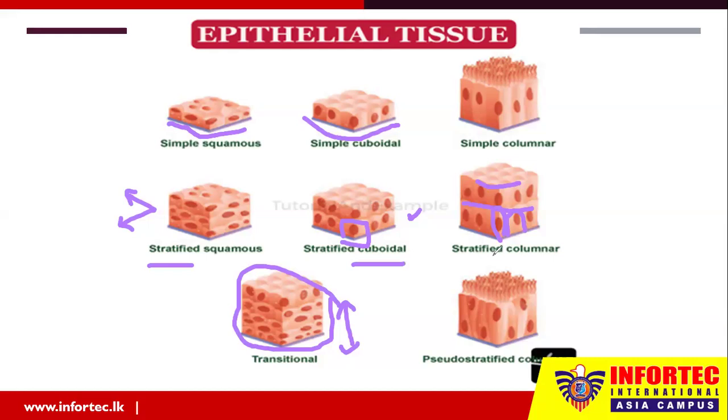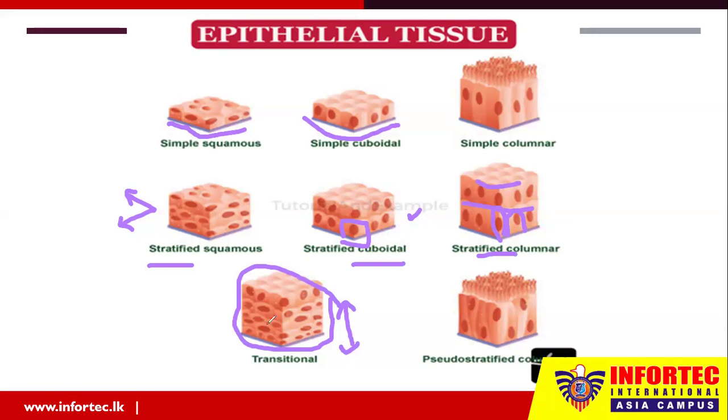Then moving to stratified columnar. In the stratified columnar, there are multiple layers of tall cells, right? So the function is also protection, right? This stratified columnar epithelium we can find in our male urethra and other glands.